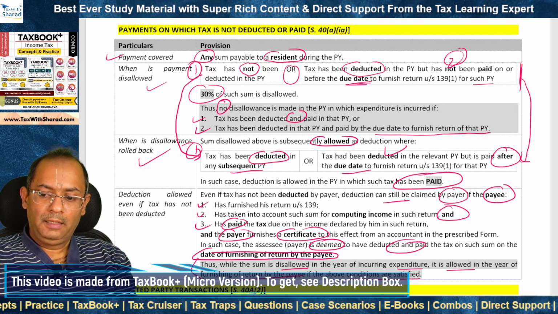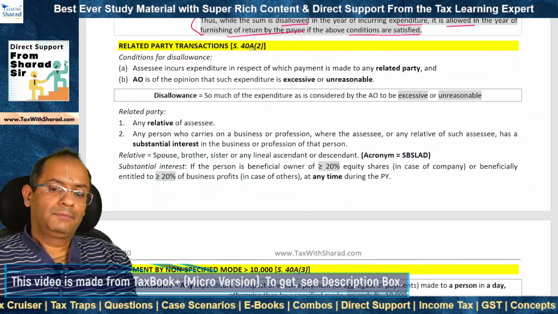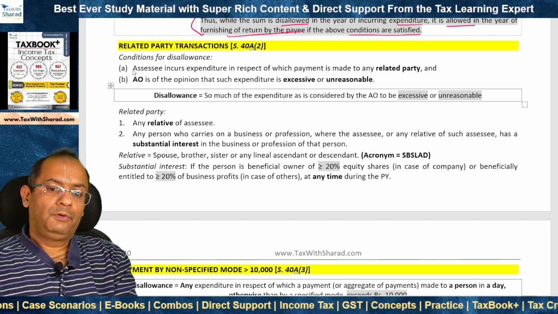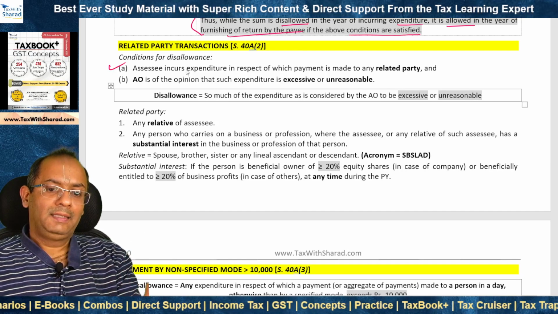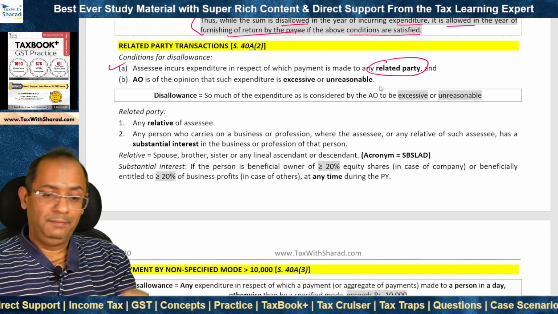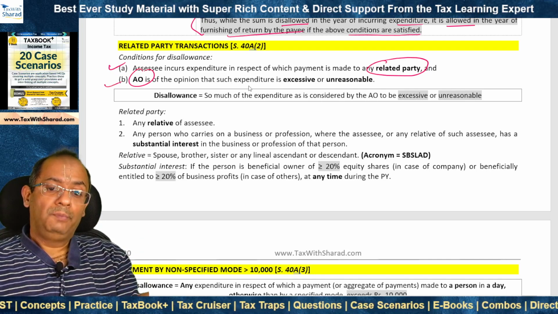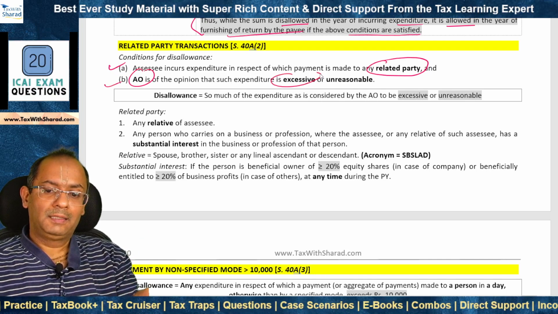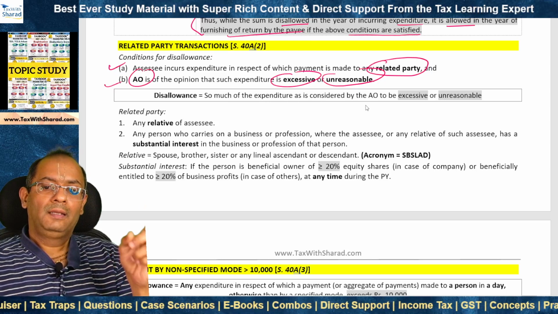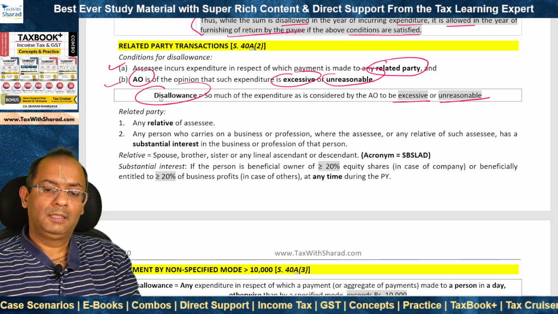We now move to the next disallowance in respect of related party transactions, section 40A(2). What are the conditions for disallowance? 1. The assessee has incurred expenditure in respect of which payment is made to a related party, and the AO is of the opinion that such expenditure is excessive or unreasonable. Then so much of the expenditure as is considered to be excessive or unreasonable by the AO is disallowed.